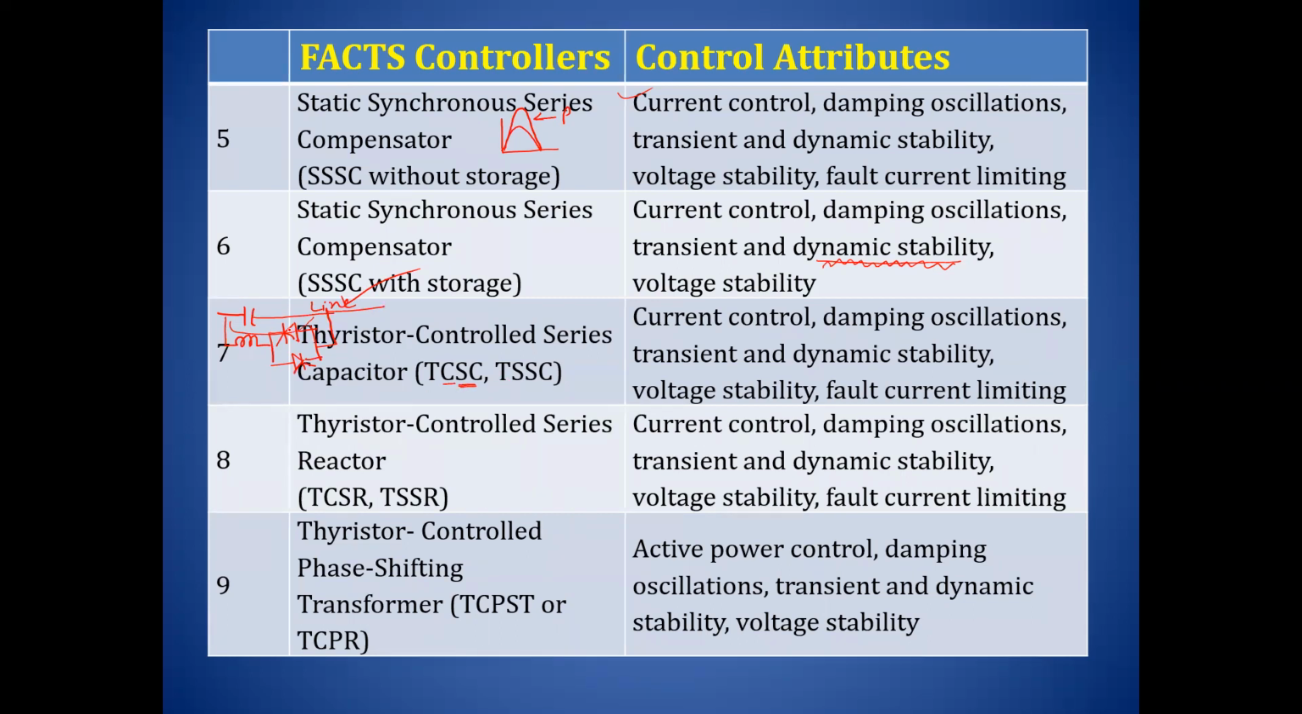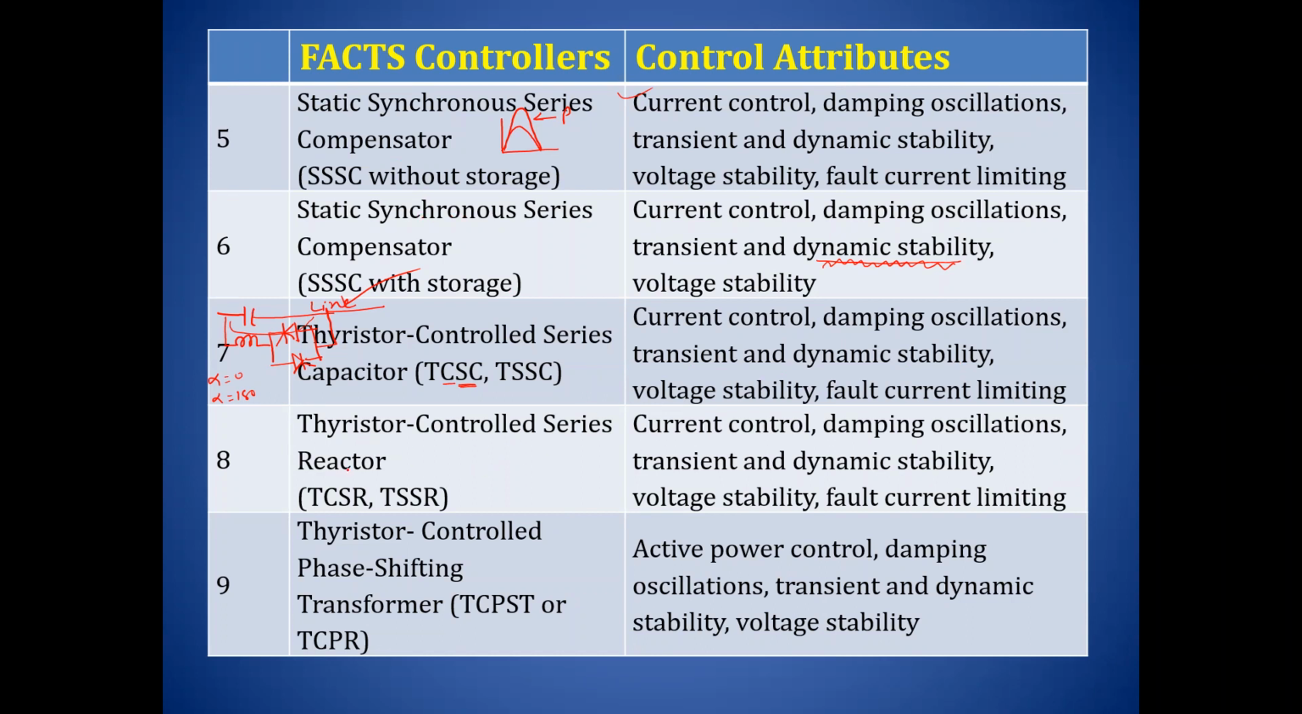When the thyristor is used only for switching operation, alpha is equal to 0 and alpha is equal to 180 degree or 90 degree, then it acts as a switch. So it is a thyristor switched series capacitor. It is one kind of SVC. The SVC is less costly. Similarly, the thyristor controlled series capacitor is also less costly as compared to the static synchronous series compensator. So the attribute is the same as the series one.